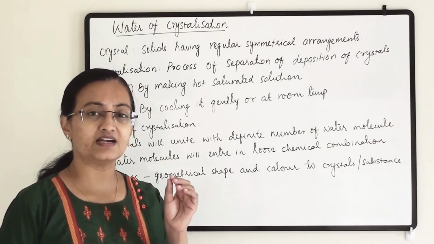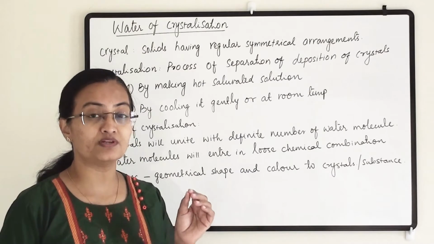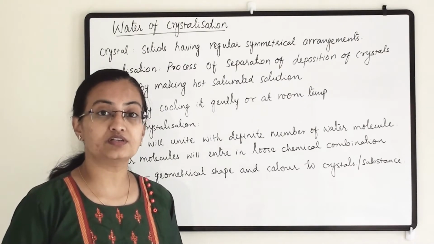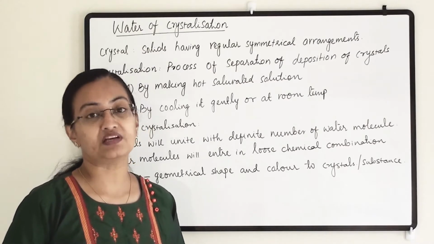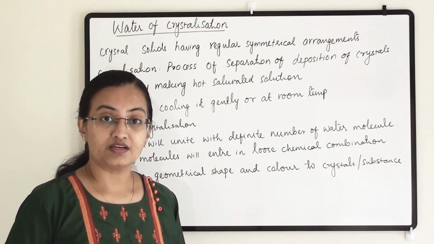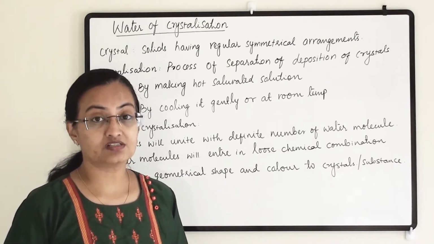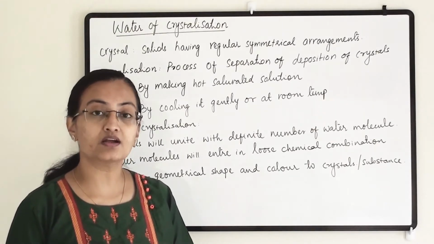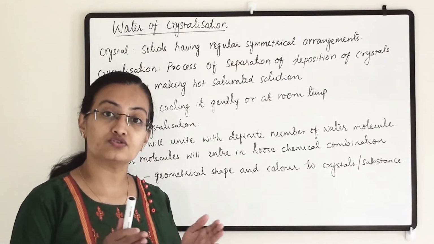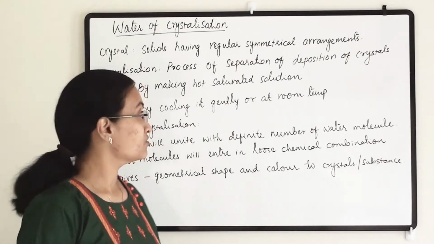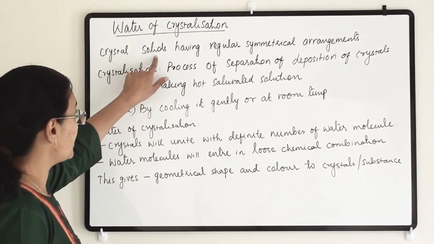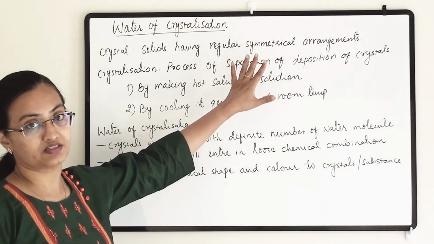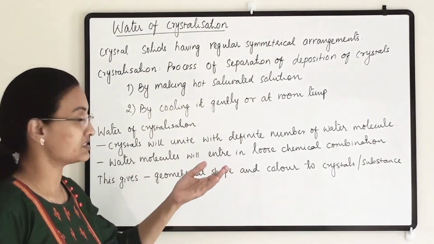You can see that they have a specific geometrical shape. Like that, there are so many other geometrical shapes of chemical substances. Tetrahedral or diamond-shaped crystals are also possible for a chemical substance when you are converting it to crystals. So what are crystals? Solids having regular symmetrical arrangements are known as crystals. For example, a sugar crystal.